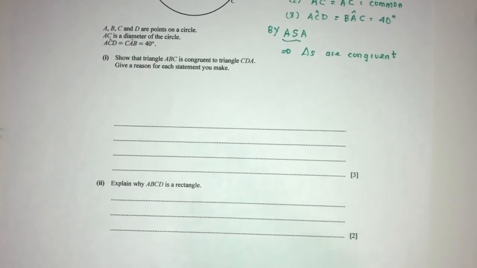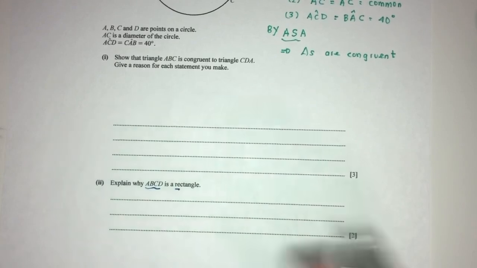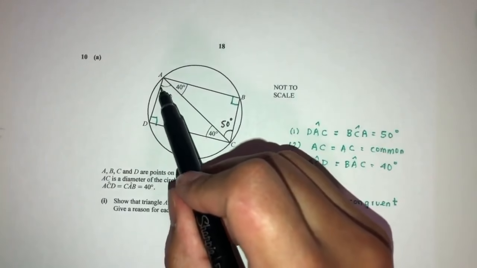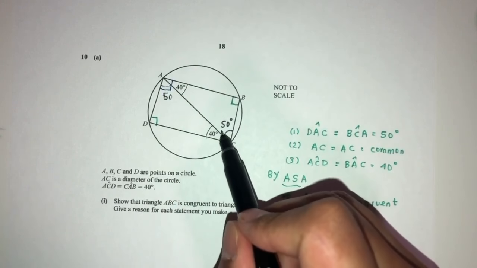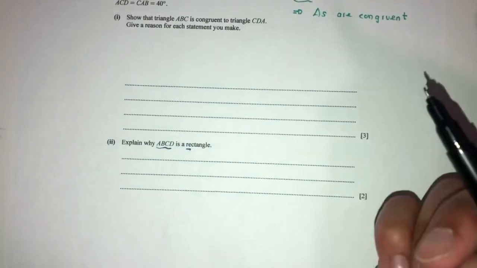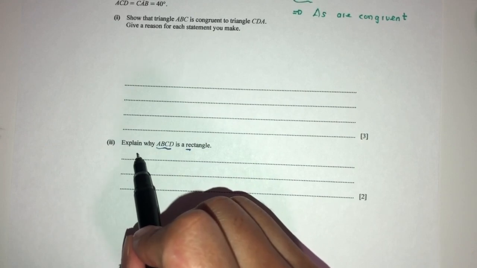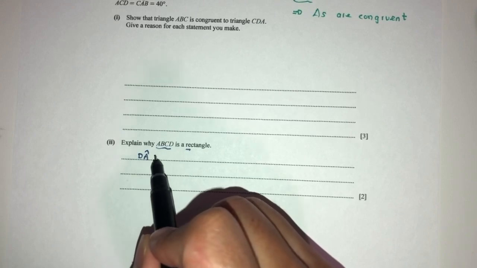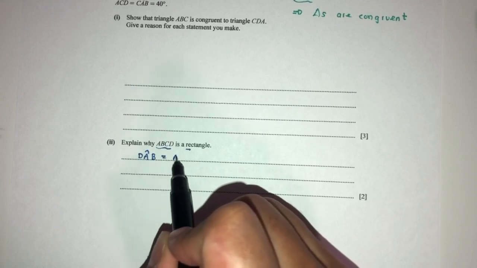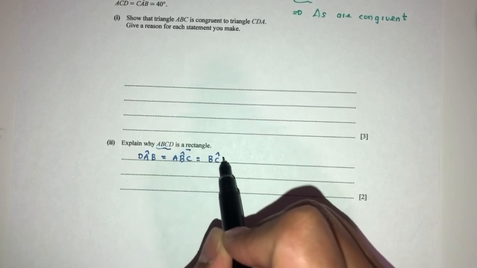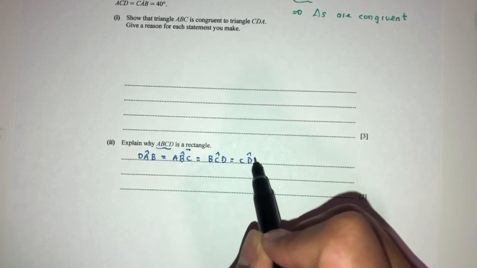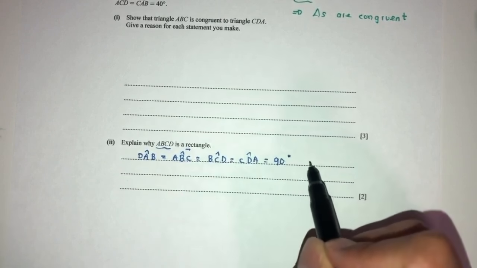Now for part 2, explain why ABCD is a rectangle. So pretty easy. As you can see, this angle right here, 50 plus 40 is 90. And obviously these two will have to be 90. Okay, so you can say because we have realized that the angle DAB is equal to angle ABC is equal to angle BCD, and CDA is equal to 90 degrees.